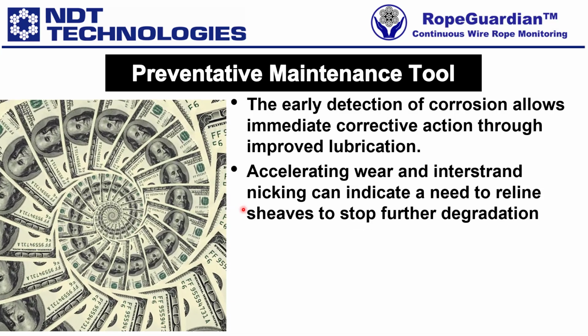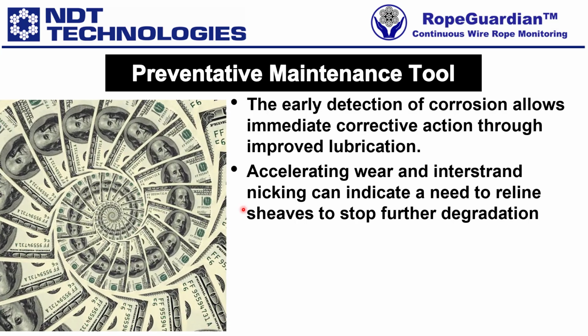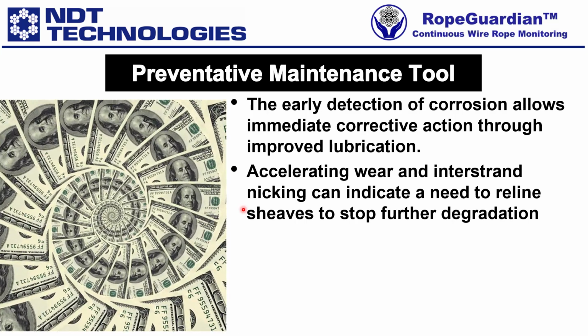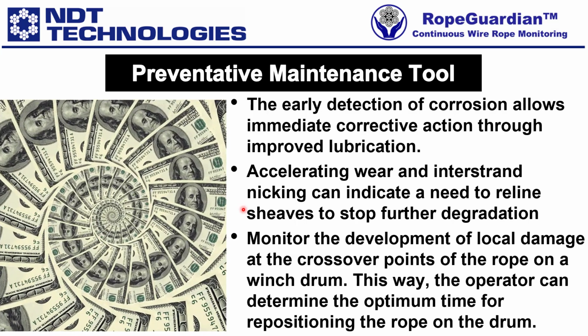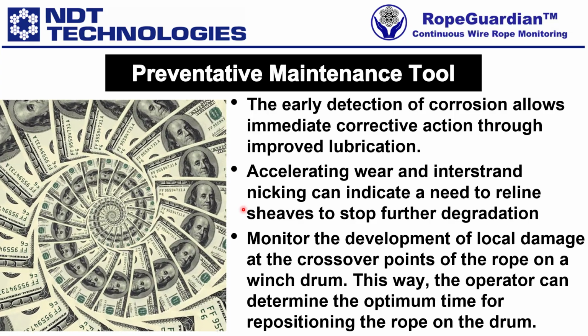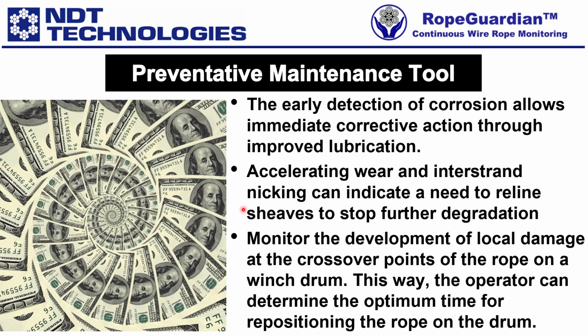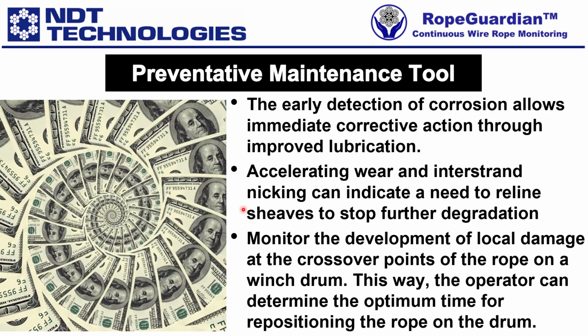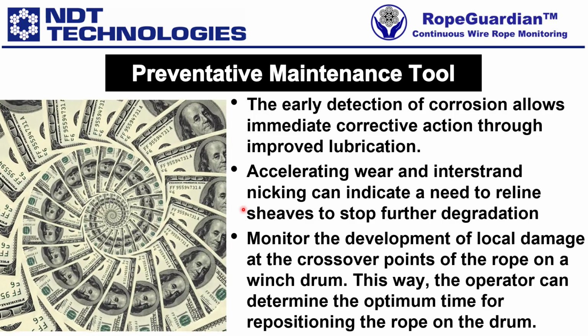Accelerating wear and interstand nicking can indicate a need to reline sheaves to stop further degradation. Monitoring the development of local damage at the crossover points of the rope on a winch drum this way, the operator can determine the optimum time for repositioning the rope on the drum.